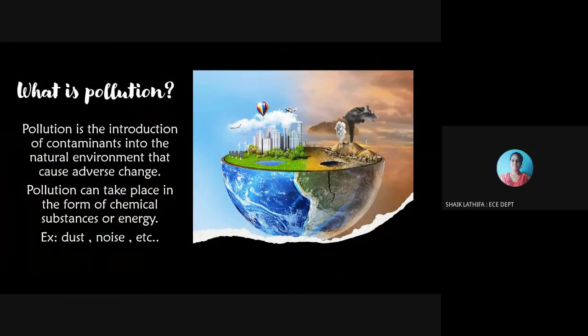What is pollution? Pollution is the introduction of contaminants into the natural environment that causes adverse change. Pollution can take place in the form of chemical substance or energy. Example, dust, noise, etc.